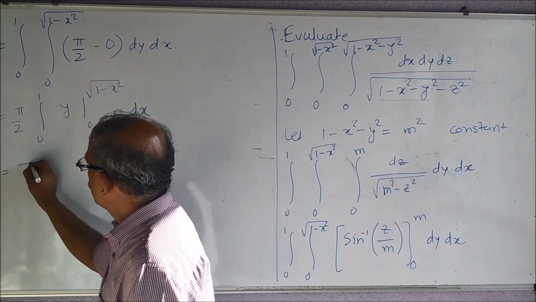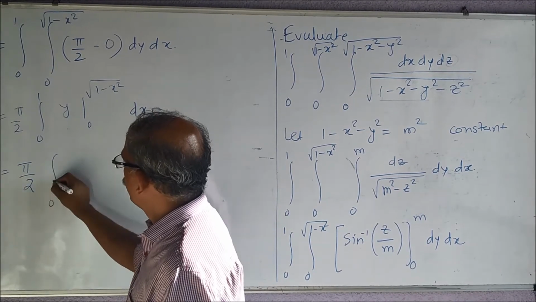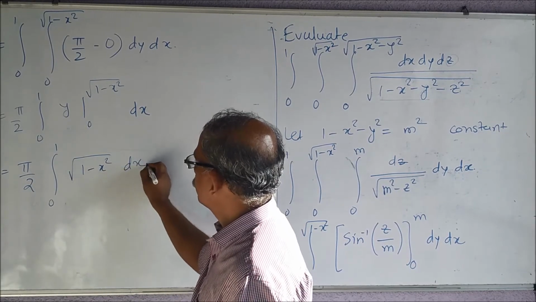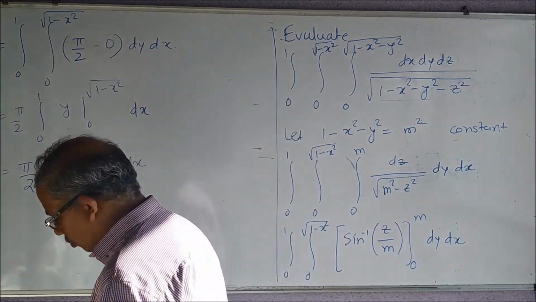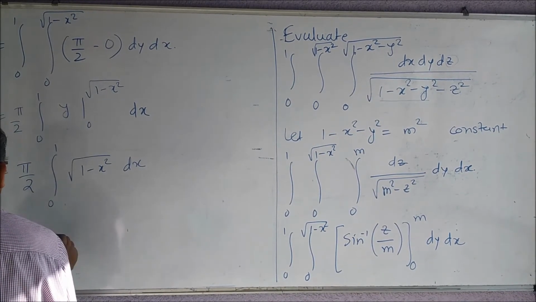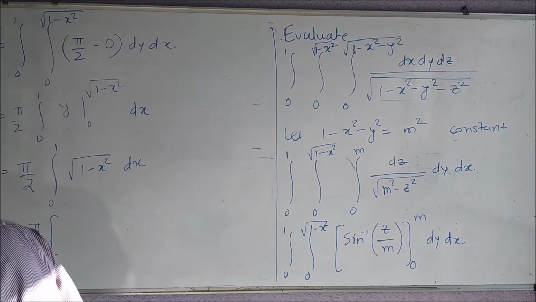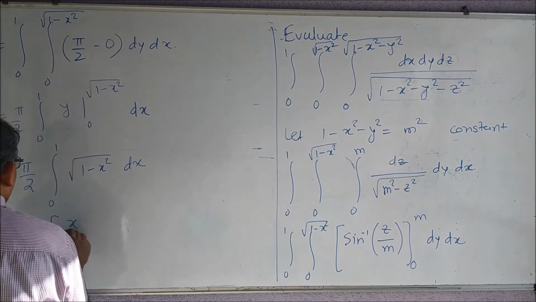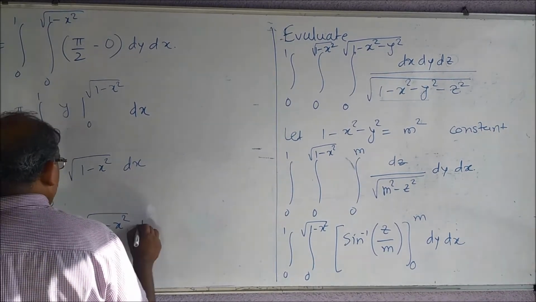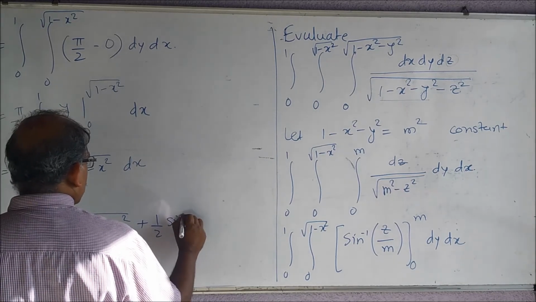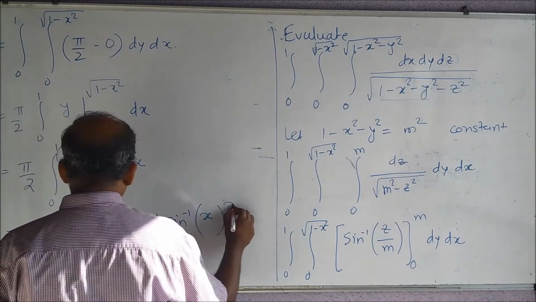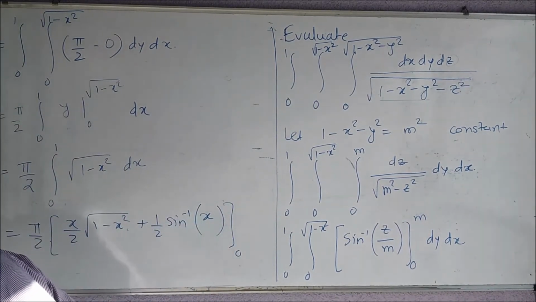So this is equal to pi by 2, integral from 0 to 1. Now this is what? Under root of 1 minus x square dx. And again you know this formula. So what is this? It is equal to pi by 2 into bracket, x by 2 under root of 1 minus x square plus 1 by 2 sine inverse of x, and it is running from 0 to 1.